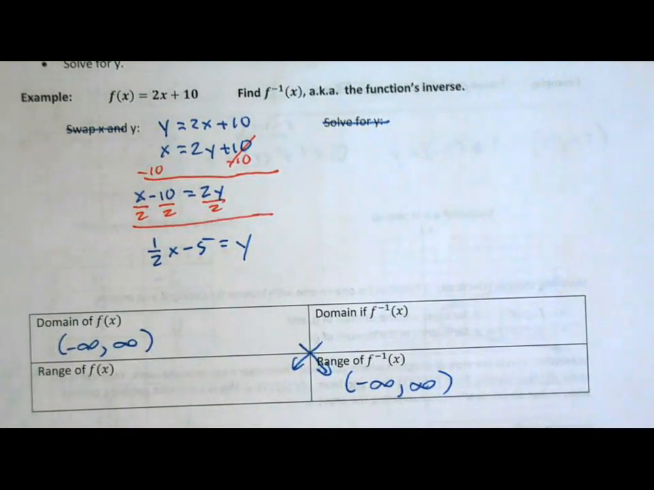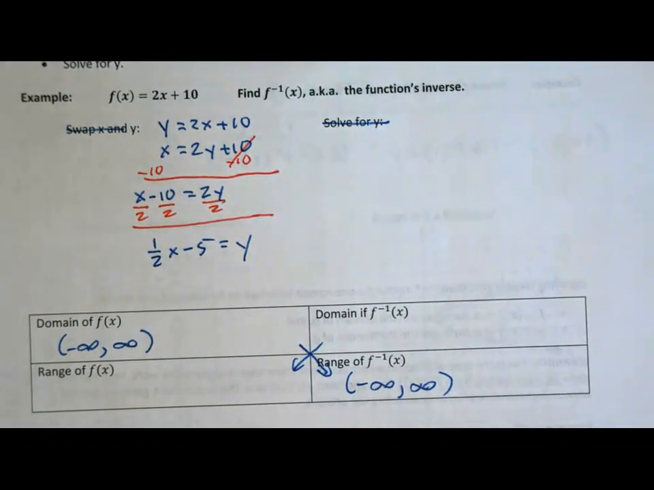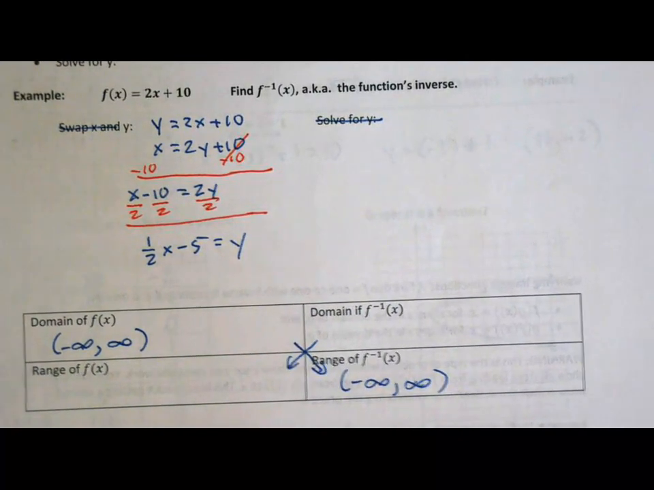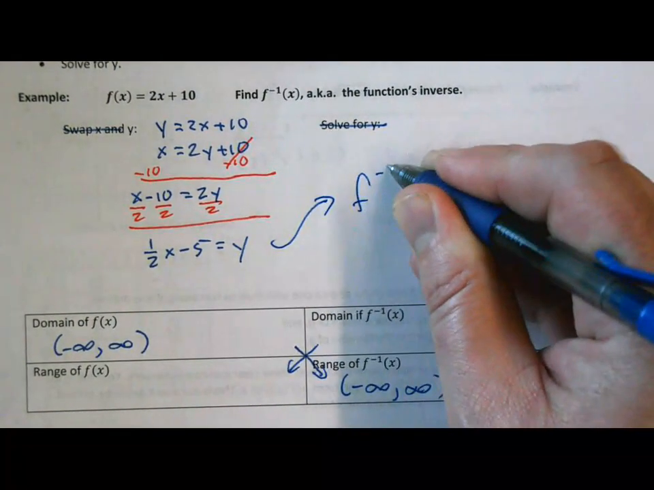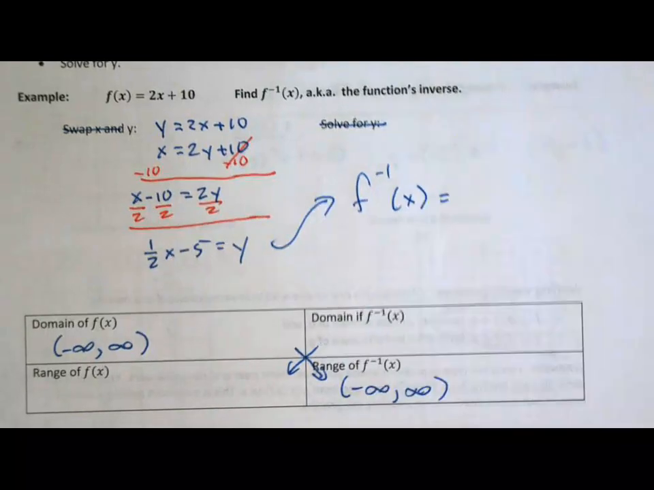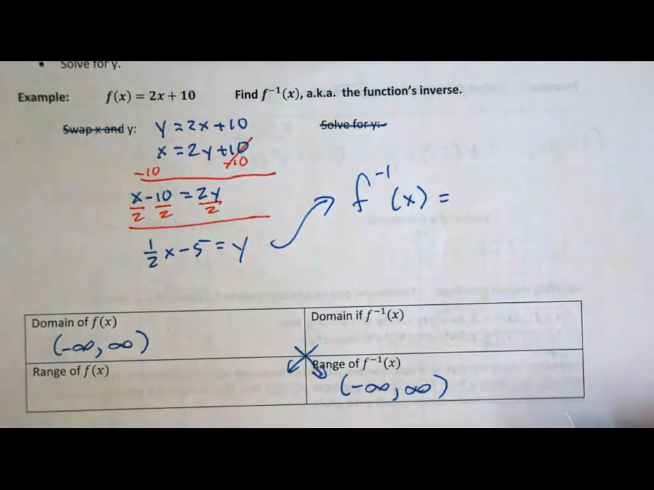If you'd rather write it as x over 2 minus 5, or if you just want to have it as one big fraction, x minus 10 all over 2, that works fine. There's a lot of different ways to write this. But there we go. That's our inverse. Our inverse function, f inverse of x, is 1/2 x minus 5.